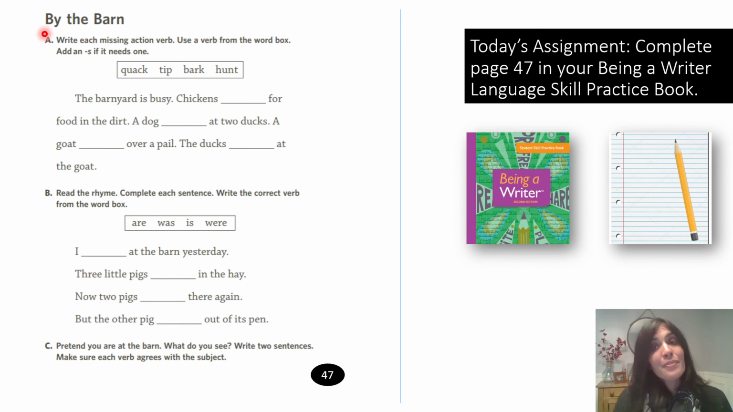That was a lot of new learning today. For your assignment, you are going to work on page 47 in your Being a Writer language skill practice book. Remember, if you don't have this book at home, you can copy these sentences on a piece of paper, or if your teacher gave you a different assignment for today, you can complete that assignment.